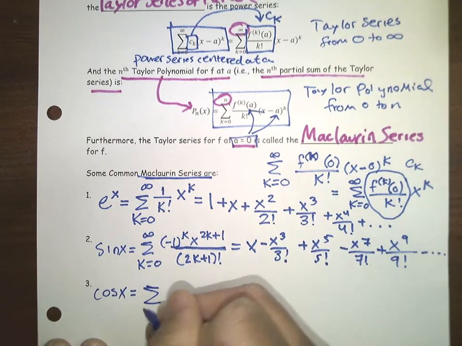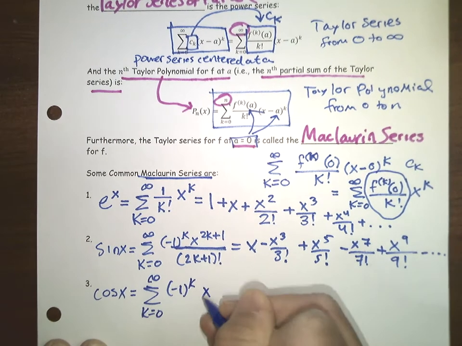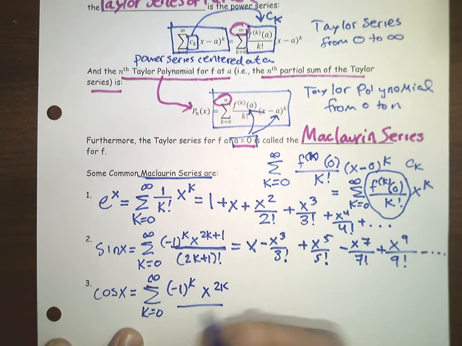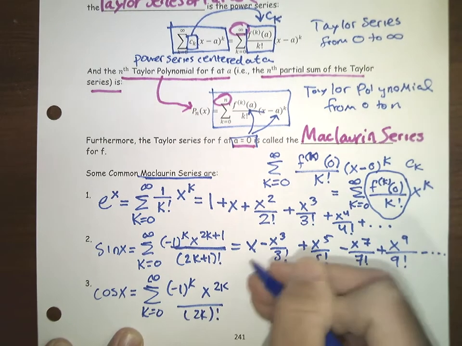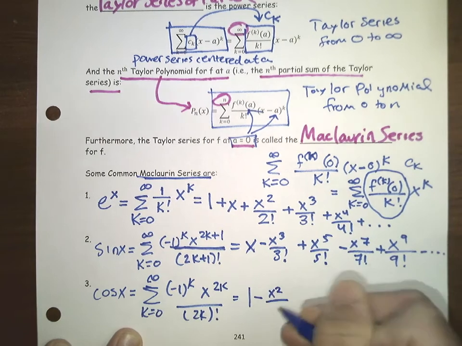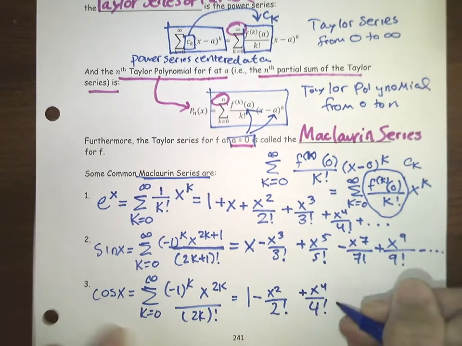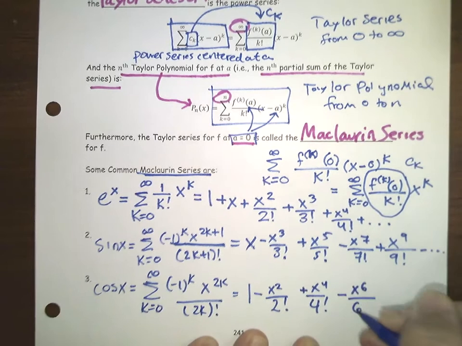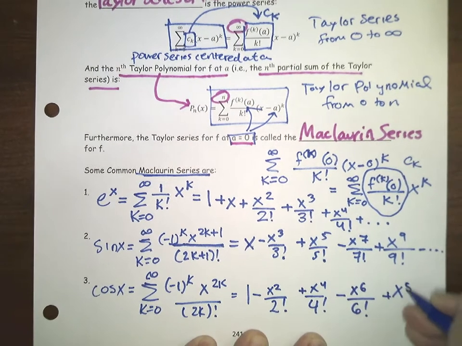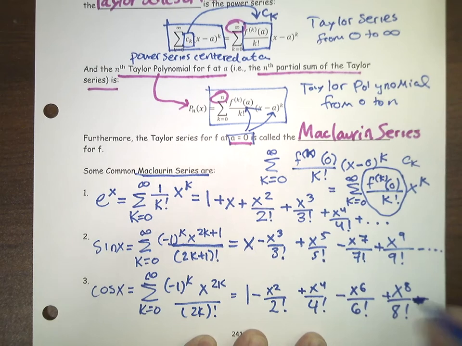So that's the sum, k equals 0 to infinity, of negative 1 to the k, x to the 2k over 2k factorial. So this will end up being, well, 1 minus x squared over 2 factorial plus x to the fourth over 4 factorial minus x to the 6 over 6 factorial plus x to the eighth over 8 factorial, and a minus, and so on.